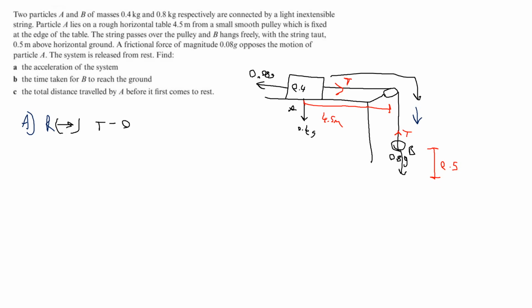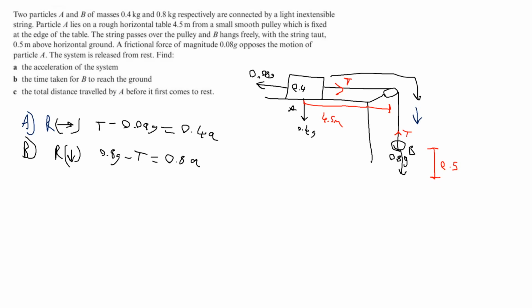T minus 0.08g is equal to 0.4a. Why 0.08g? Because that's the only frictional force. And we know that for B, we have to resolve downwards, okay? 0.8g minus T is equal to 0.8a, okay?